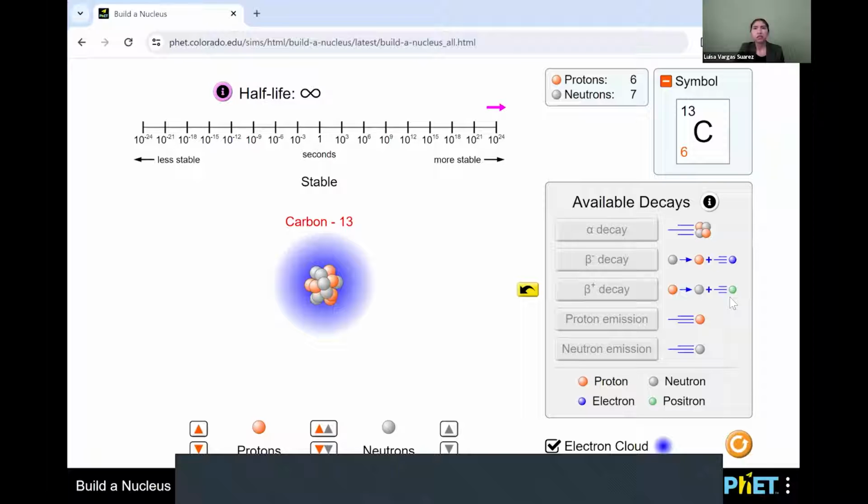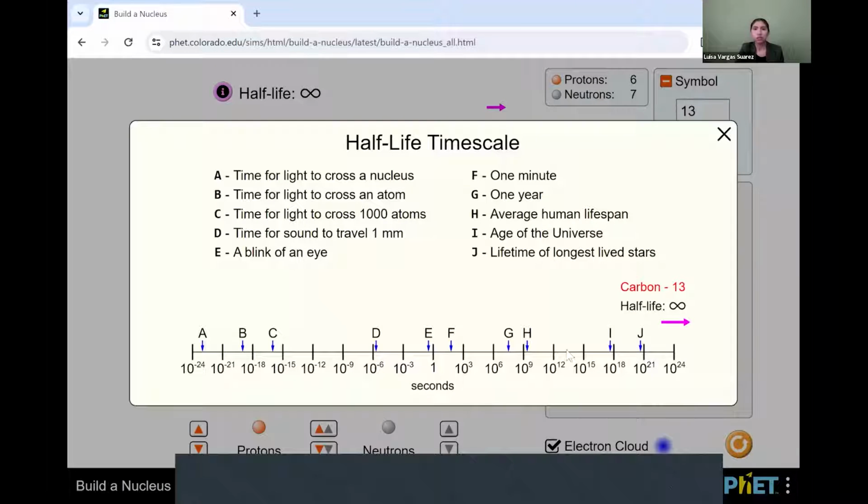Because the half-life of unstable nuclides can be so varied, for example, it goes from 10 to the -24 seconds all the way to 10 to the 24 seconds, we added this half-life timescale in the log scale to better understand these values. There is also an informational pop-up timescale here, which would give meaning to what each of these values represent. So they have a wide range. They can be as small as the time it takes for light to cross a nucleus, or as large as various human lifespans.